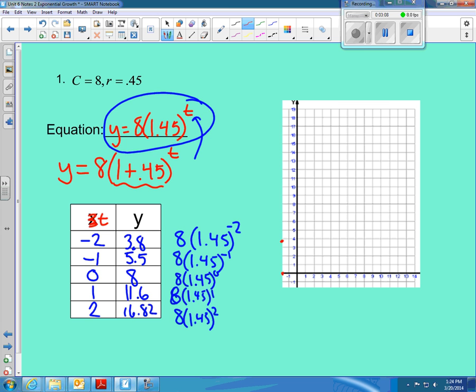-1, we're going to be up at 5.5. 0, we're up at 8. 1, we're up at 11.6. And 2, we are at 16.82. So way up here. All right, last thing we want to do is connect our points. And notice we're doing exponential growth functions, and so our graph should be going in the upward direction, like they are.